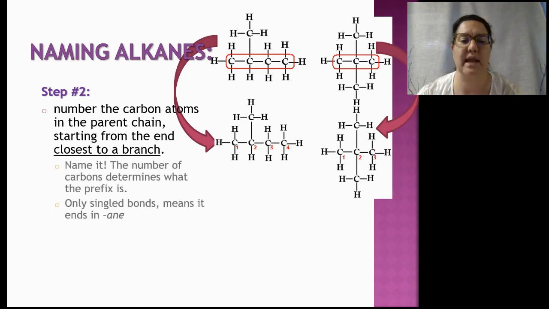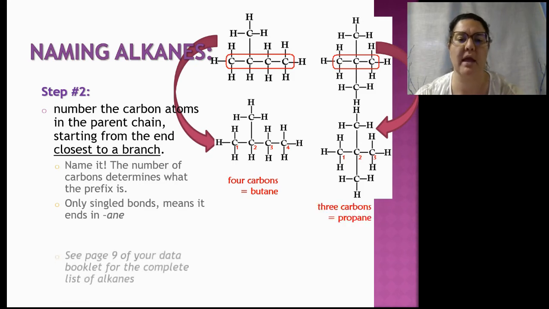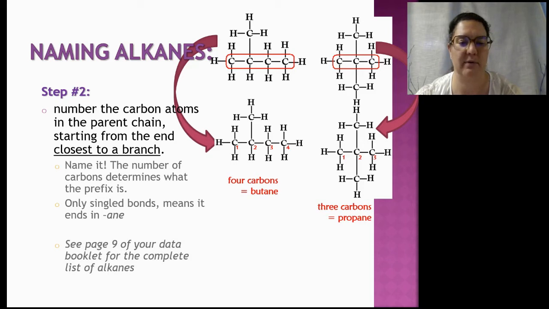So then we want to name it. Determine how many carbons are in the parent chain to determine its prefix. Because there's only single bonds, it means no matter what, the end is going to end in -ane. So 4 carbons is going to be butane, and 3 carbons is going to be propane. And this is, again, all on page 9 of your data book for a complete list of alkanes.